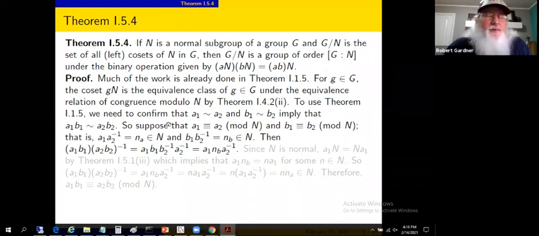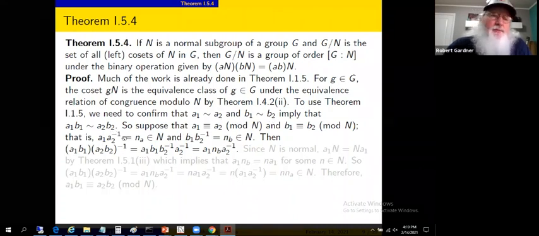Remember what that said? We had a congruence relation if when a1 is related to a2 and b1 is related to b2, then we need a1 times b1 related to a2 times b2. Or a1 congruent to a2, b1 congruent to b2 implies the product a1b1 is congruent to the product a2b2.